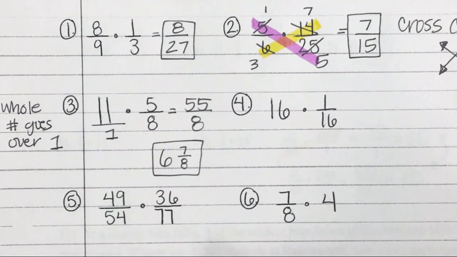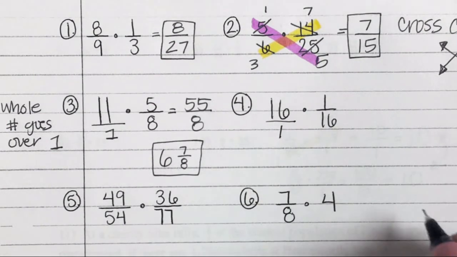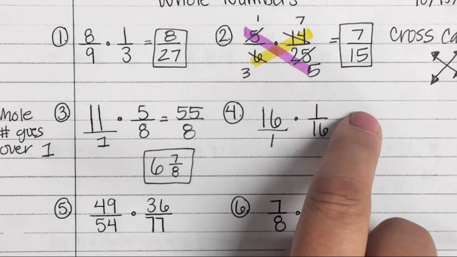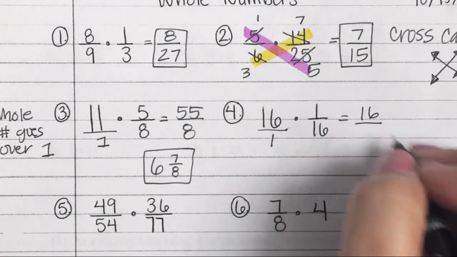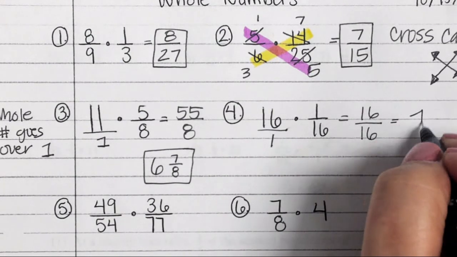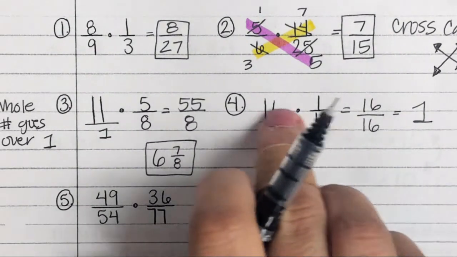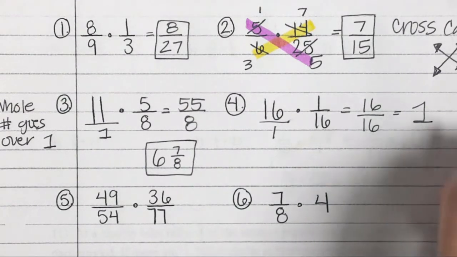What do we have to do to the 16? Put a 1 under it, okay? So even if I didn't cross cancel, 16 times 1 is 16. 1 times 16 is 16, and that would equal 1 whole. And if I wanted to cross cancel, I could have canceled out my 16s, which would be 1 over 1, which is still 1 whole.